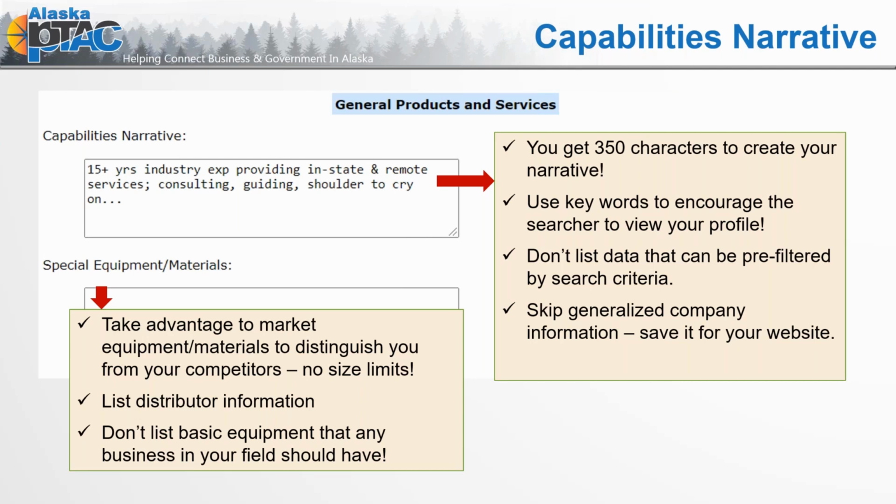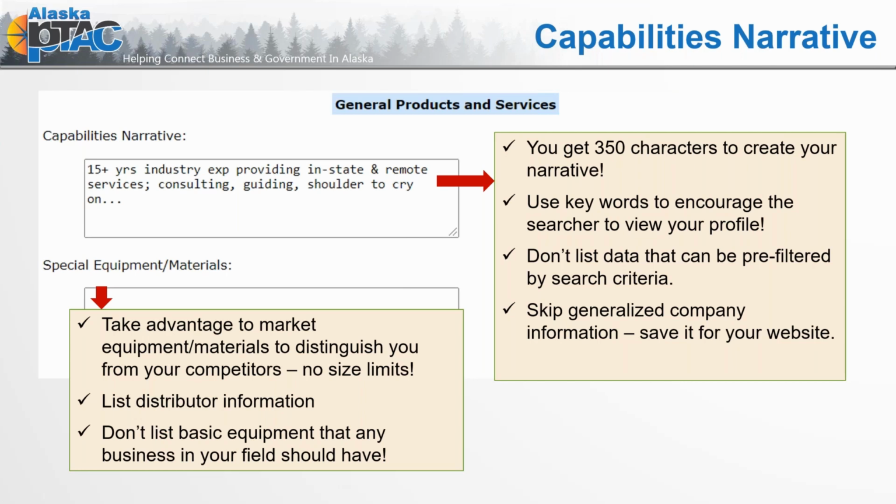If you're a distributor, and you have multiple manufacturers, you sell stuff, this is a great way. List the distributors that you sell for. And again, don't list any basic equipment because it's like, well, yeah, I would hope so that you have that.